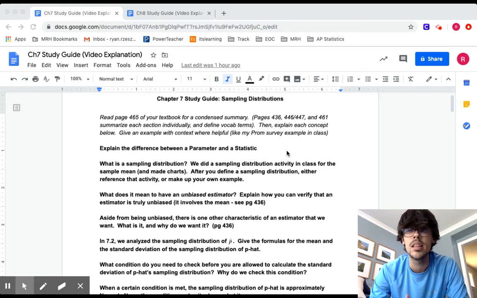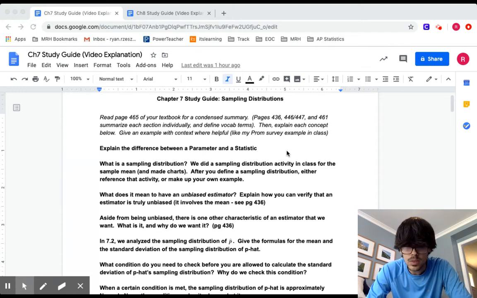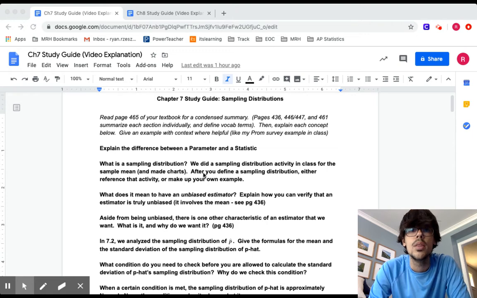Revisiting this chapter now, though, hopefully you'll feel a lot better than you did when you first learned about it, because the things that you learned in Chapter 7, we've practiced again and again and again in chapters 8, 9, and 10 with the 4 steps. So hopefully the second time through, this isn't going to be so bad for you.